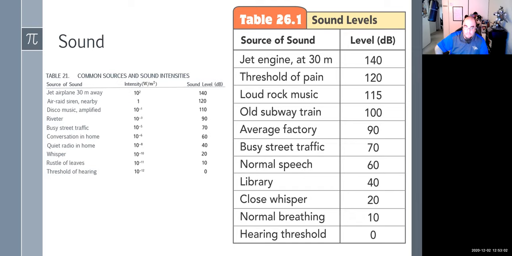You could actually physically feel the vibrations in your heart if I turned the music up loud enough in my car, right? So a subway train is 100 decibels, average about 90. Normal speech is about 60 decibels. Your average ordinary room sits somewhere around 20 to 30 decibels with all the stuff going on in the room, right?